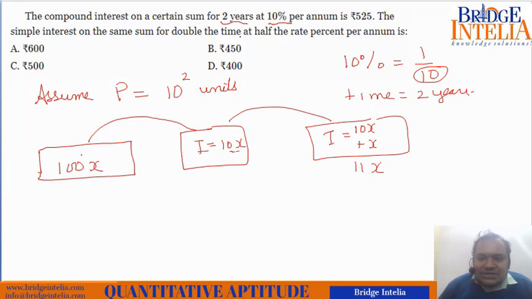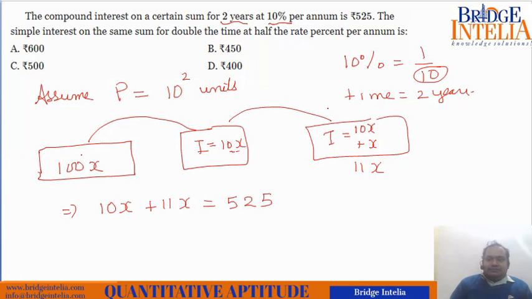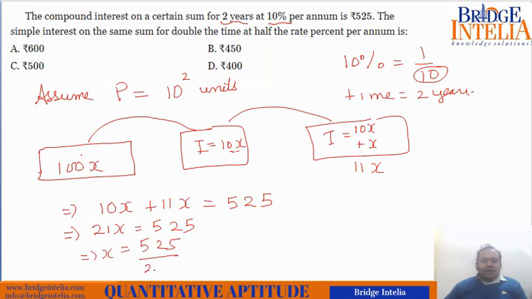So as per the question, the compound interest for 2 years at 10%, 10x plus 11x, is equal to 525. So from here, let's find out the value of x. So 21x is equal to 525. It means x is equal to 525 by 21.